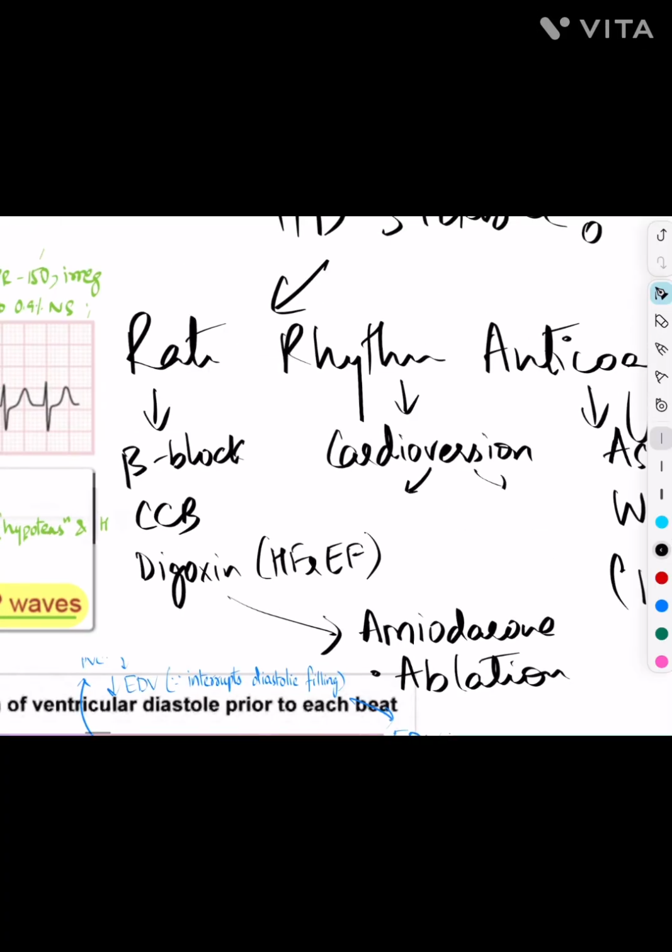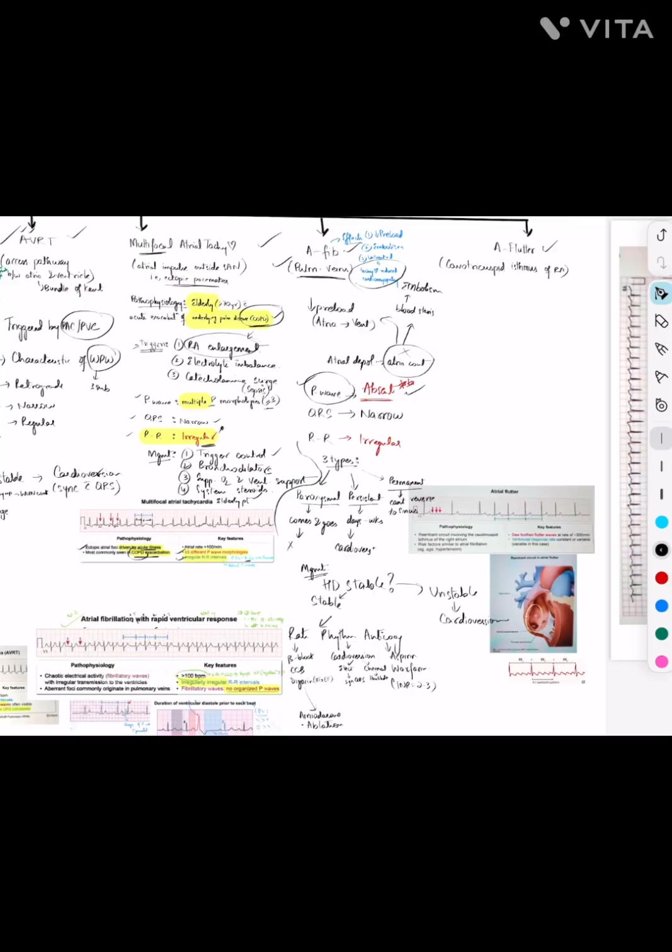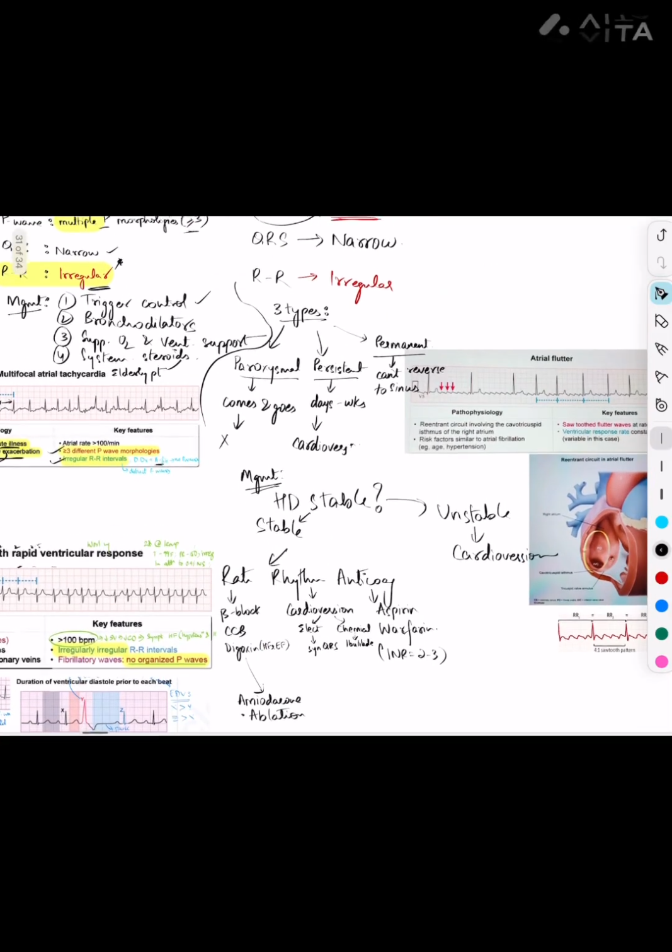So cardioversion can be of 2 types, electrical and chemical. Electrical is basically synchronizing with the QRS and giving a shock. Chemical is giving ibutilide. So this is how you manage an atrial fibrillation patient.